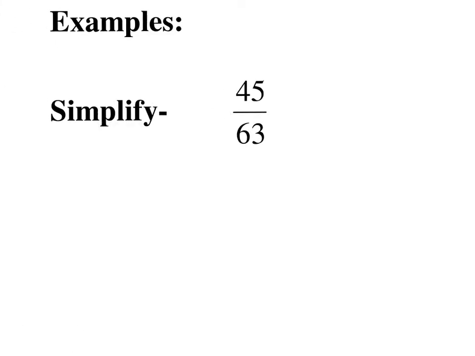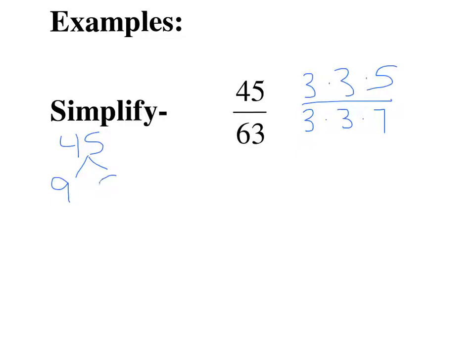So the prime factors of 45, and you can use your tree to find these if you need to, will be 3 times 3 times 5, 45. And the prime factors of 63 will be 3 times 3 times 7. And you find those, remember, by using the tree. 9 times 5, 3 times 3. I'm hoping that you guys will remember this. You can do this off to the side by yourself.